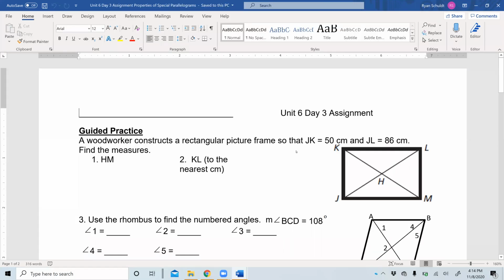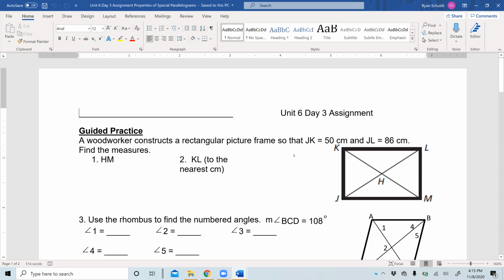Okay, now on to the guided practice. So this one's a little bit long, but that's okay. We can handle it. That's why the lesson was so short.